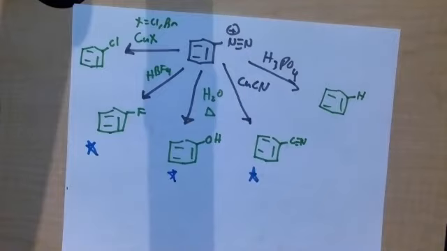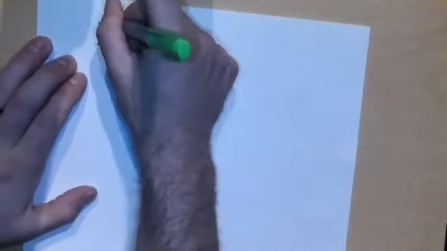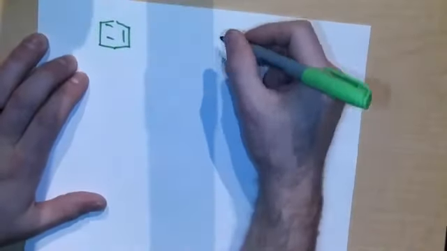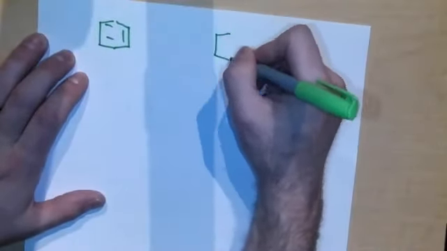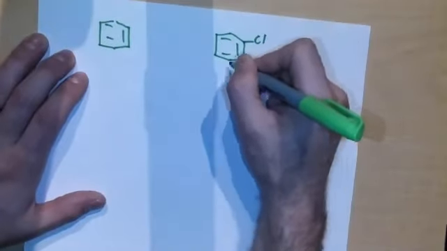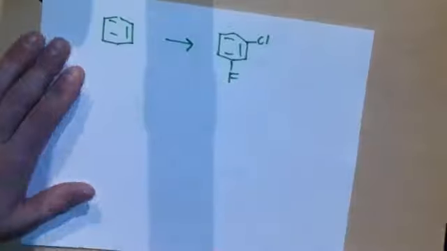Let's take a look at some synthesis problems that use this and talk about a strategy. Let's do the fluorination one now because we just talked about it. So if I have benzene and I want to make this meta-chlorofluorobenzene, so Cl, F, they're meta to each other.